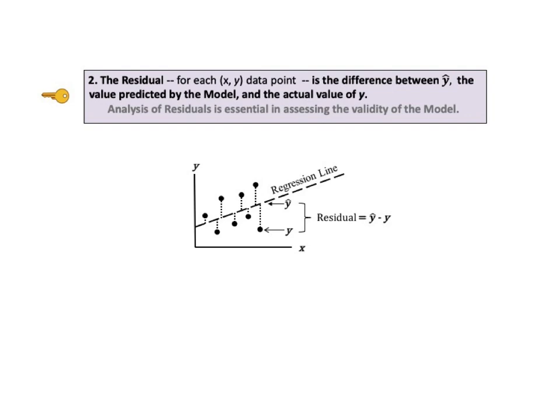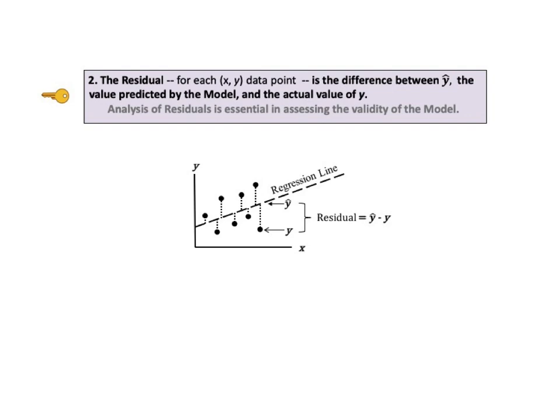KTU number 2 tells us of the first hurdle, residuals. The residual for each xy data point is the difference between y hat, which is the value predicted by the model, and the actual value of y in the data. Here you can see a number of xy data points and the simple linear regression line that has the best fit for this data. For each x in an xy point, y hat is the y value on the regression line associated with that value of x.